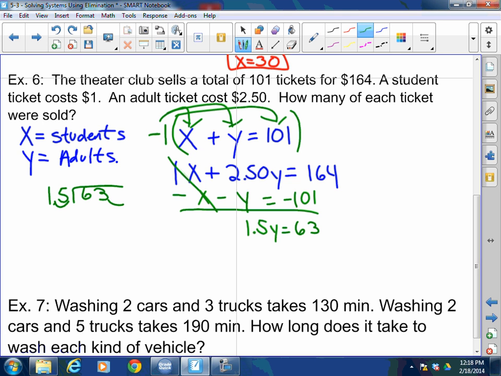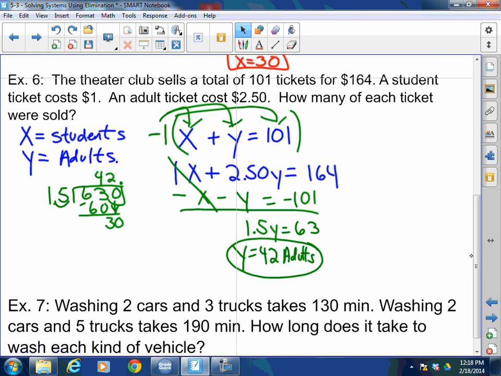Move one to the right, one to the right. Bring that bad boy up. 15 goes into 63 4 times, which is 60. And then 15 goes into 30 2 times. So y is 42. So there's 42 adults.